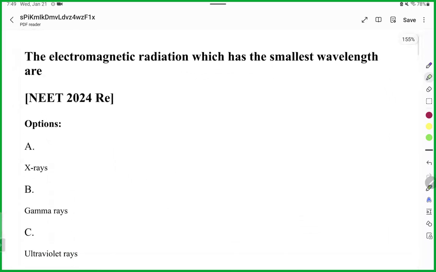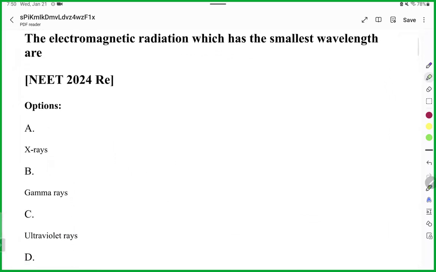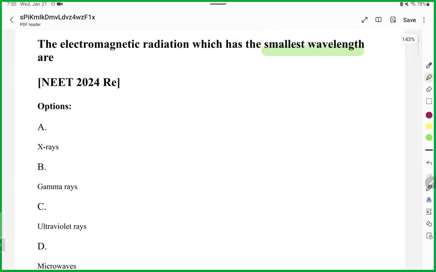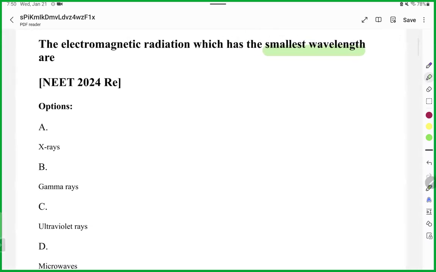Next, electromagnetic radiation, Sarah, which have the smallest wavelength: gamma rays, visible, infrared, micro, and radio. So gamma is minimum wavelength, maximum frequency.